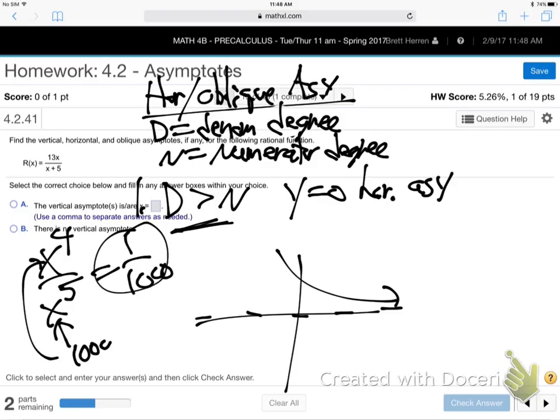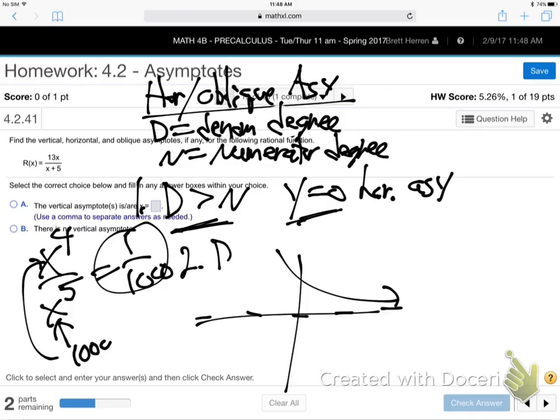1,000th, 1,000,000th, 1,000,000,000th of a cookie is no cookie, right? It's virtually nothing. So y equals 0. It's going to flatten it out. That makes sense? For that case, let's do case 2.